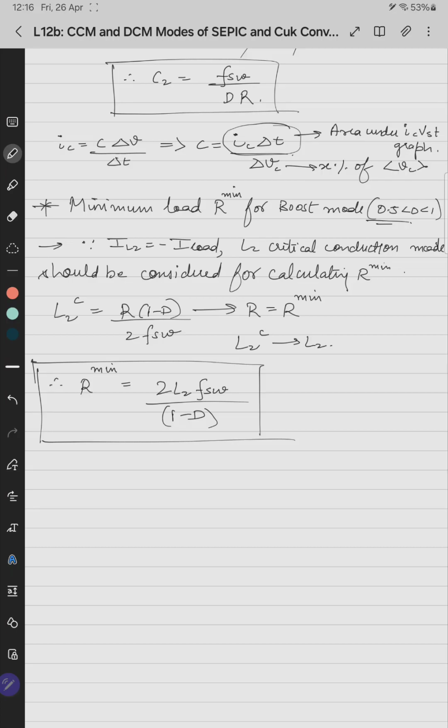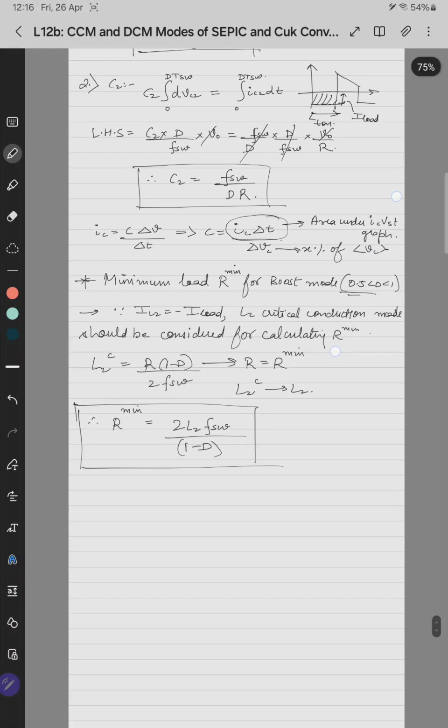Now if it is a higher order converter, which inductance should we consider for R minimum calculation? It is the inductance which is placed close to the load, or whose average value can be directly related to the load. In this case IL2 was minus ILoad. That's why we have considered L2 critical. Otherwise we should have considered L1 critical.